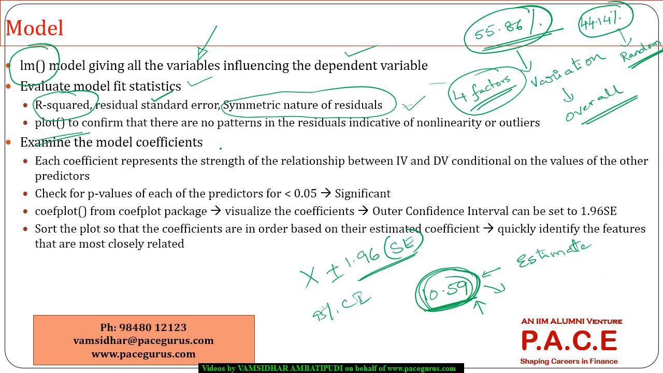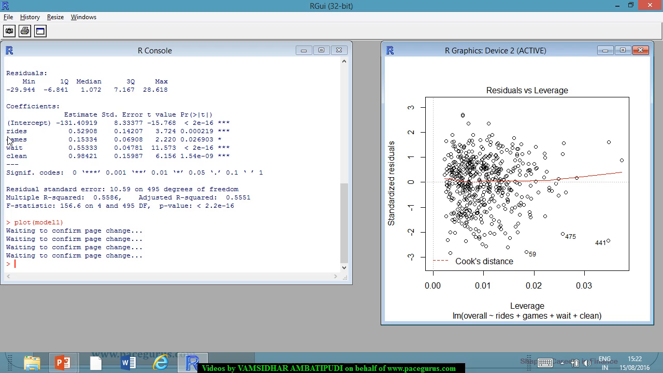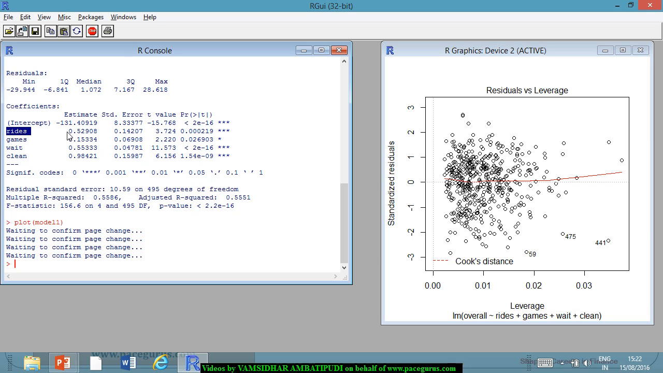Then, once we have done this initial evaluation, I am looking at the model coefficients. For the rights, this is the coefficient, but the p-value is less than 0.05. For games, this is the coefficient, and the p-value is 0.026, which is less than 0.05. Similarly, for the waiting times, the p-value is also less than 0.05. And regarding the cleanliness, the estimate is 0.98, but the p-value is again less than 0.05.